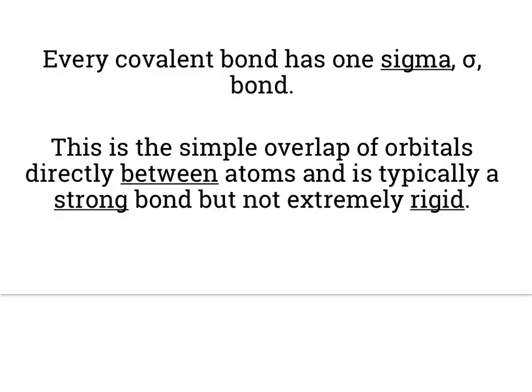Every covalent bond has one what we call sigma bond. This is just the simple overlap of orbitals like I just showed you. They're directly between the atoms and typically a strong bond, but it's really not all that rigid. So this is where you've got like a Venn diagram overlap. It doesn't quite look like a Venn diagram, but it's the easiest way to imagine it. They're held together, but they're not all that rigid. You can rotate this around a little bit, and they'll stay together, but you can bend it a bit. So every covalent bond has one sigma bond.